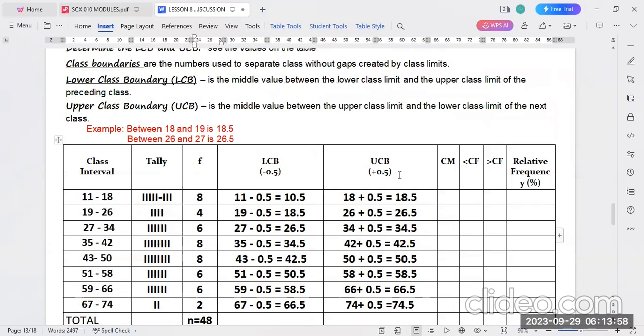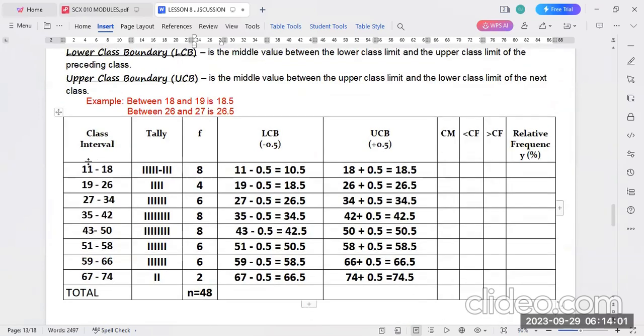So, remember here in the class interval, okay, the lower class limits are the lower number every class interval. So, on the first class interval, which is 11 to 18, the lower class limit is 11 and the upper class limit is 18. Okay, so ganun din, 19, tapos 26. So, the lower class limits here are the lowest numbers. We have 11, 19, 27, 35, 43, 51, 59, and 67. And for the upper class limits, we have 18, 26, 34, 42, 50, 58, 66, and then 74.